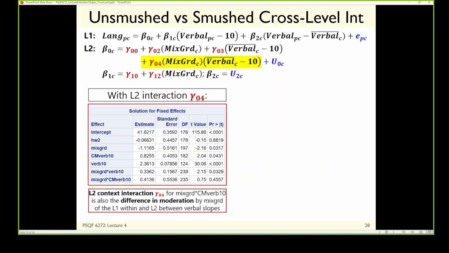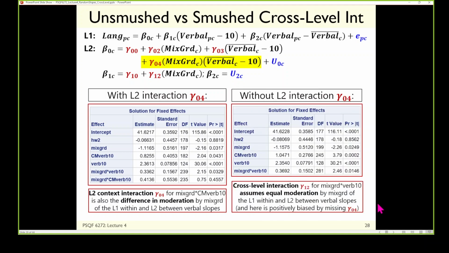It wasn't stripped out, so there's more in there. The level 2 part is still in there. Survey says a little bit higher. Yeah, it's biased. So this is both how the within effect of verbal varies by mixed grades and how the between effect of verbal varies by mixed grades. We know from over here that the between effect should be 0.33 plus 0.41. So this is being pulled a little bit too high because it has that between assumption as part of it.